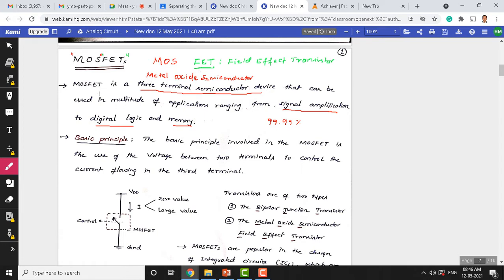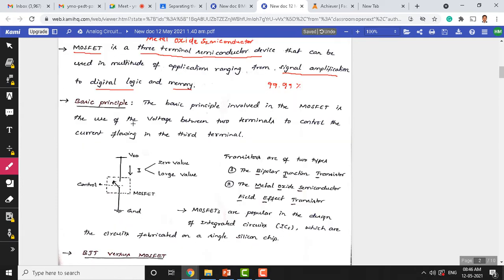You may ask the question, why don't we use a BJT? From a fabrication point of view, the BJT is not good. Of course, the BJT has some important properties also. When it comes to switching speed, BJTs are good, whereas when it comes to fabrication and the cost of fabrication, the MOSFET stands first. So that's the definition of what we mean by MOSFET.